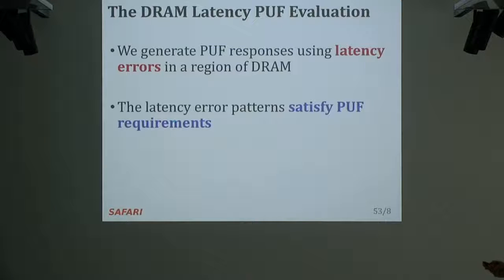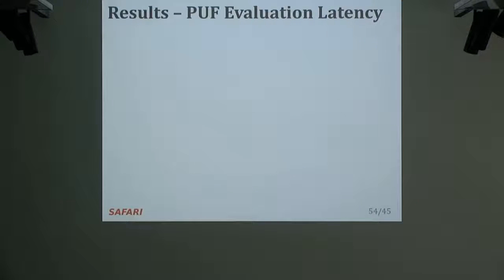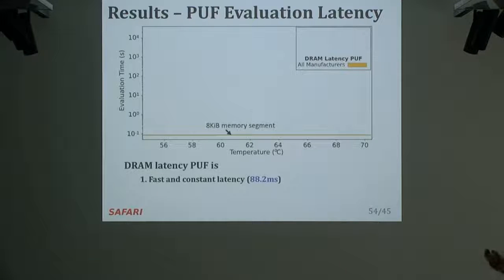The paper shows that the latency error patterns based on the selected cells satisfy the PUF requirements that we outline in the paper. And it turns out the latencies are very low. It's 88 milliseconds. Let's take a look at this evaluation latency. This is directly from the paper, from real DRAM chip tests. Our infrastructure was able to test between 55 degrees and 70 degrees Celsius in this case. This is the evaluation time of a physical unclonable function, and this is the DRAM latency PUF, the proposal that we have in this paper. It's constant across temperature because latency errors don't depend on temperature, at least in the intervals that we've tested.